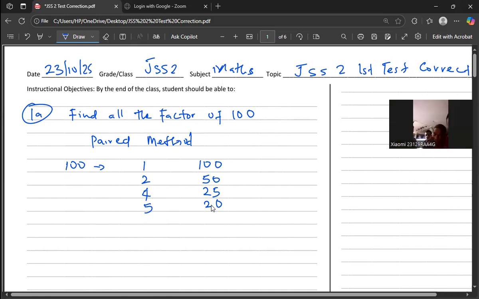No, sir. Can we use 8? No, sir. Can we use 9? No, sir. What about 10? Yes, sir. 10 divides 100.